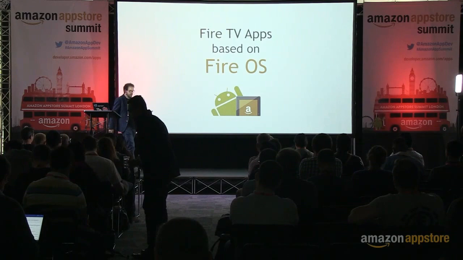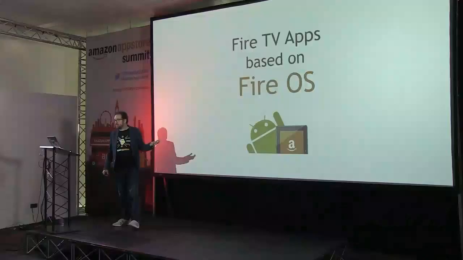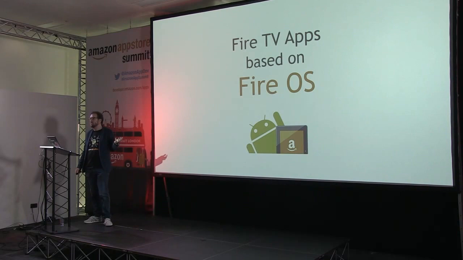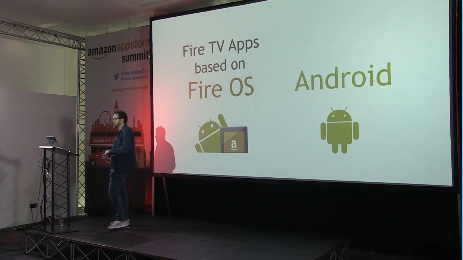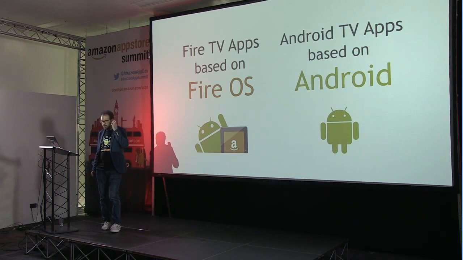Well, because Fire TV apps are based on Fire OS. Fire OS is the operating system that animates all of the Amazon devices. But Fire OS is actually built on top of Android, and we can say that Amazon devices are full-fledged Android devices. And if you look at this slide, you will notice an interesting thing, that there is a direct kinship between Fire TV apps and Android TV apps.